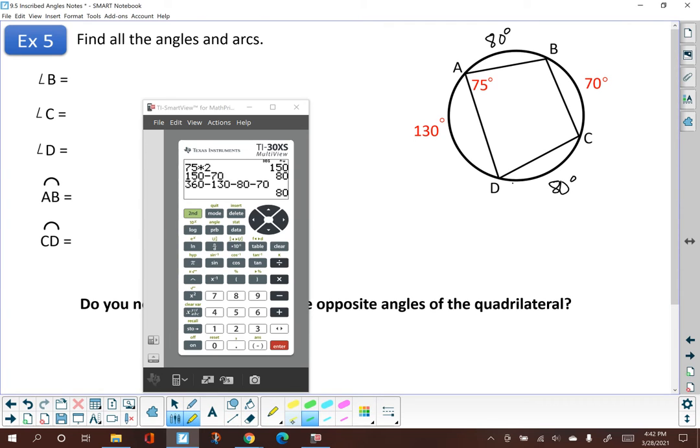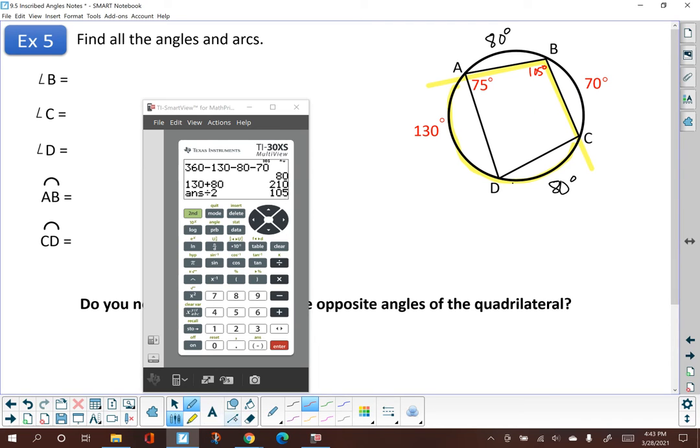So starting with angle B, the arc that angle B intercepts is the 130-degree arc and the 80-degree arc. So if I add those together, 130 plus 80 is 210, and angle B will be 1/2 of that. So I'm going to divide it by 2. So that tells me that this angle is 105.